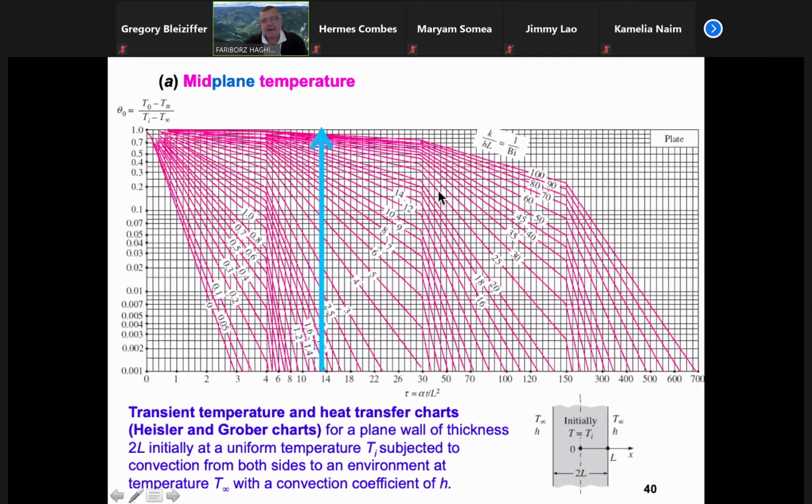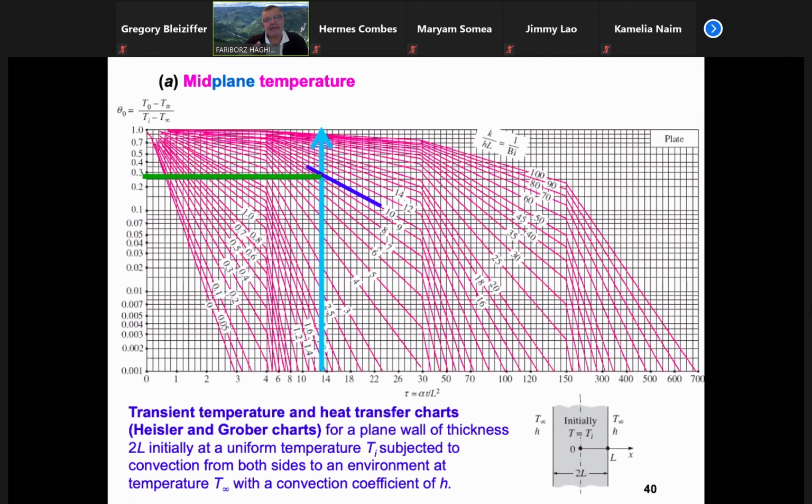Again, this graph line, the red one, represents 1 over Biot number, and we calculated 1 over Biot number is equal to 10. It means this line right here. Wherever they cross each other, I can draw a line here and go here. And from here, I can read (T0 minus T infinity) divided by (Ti minus T infinity) is equal to 0.78, something like that. Therefore, this is my number. So from here, I can calculate T0. Okay, any question?